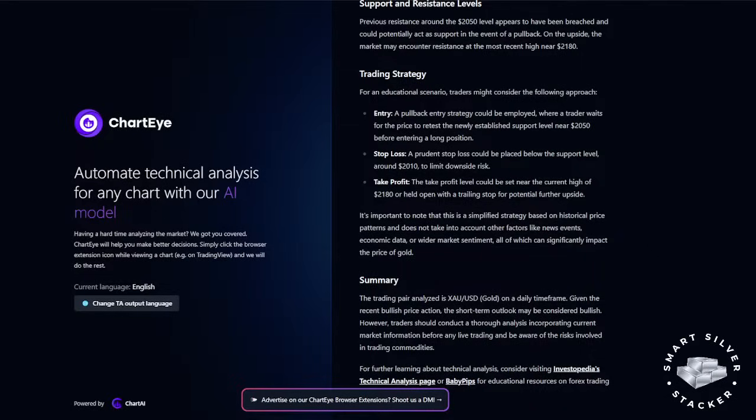Trading strategy here, entry. A pullback entry strategy could be employed where a trader waits for the price to retest the support near 2050 before entering a long position. They say to use a stop loss, take profit around 2180. Well, that's where it is right now. So it looks like the AI wants to wait for a pullback in gold.